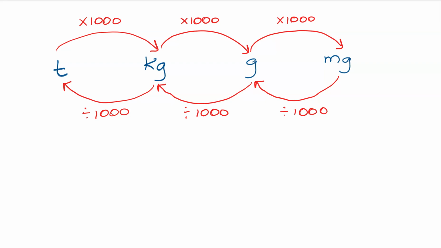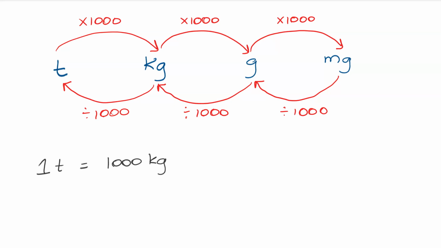If we were going from milligrams to grams, it's divided by 1,000. Grams to kilograms, divide by 1,000. And kilograms to tons, it's divide by 1,000 as well. Therefore, 1 ton is equal to 1,000 kilograms. I'll write that down for you. So 1 ton is equal to 1,000 kilograms.